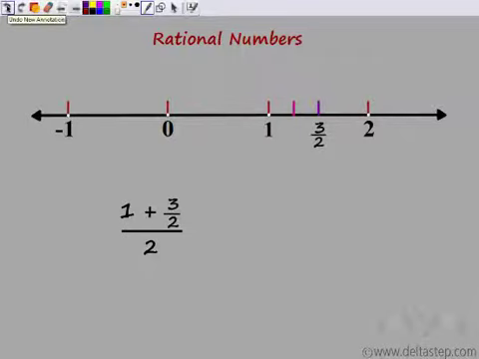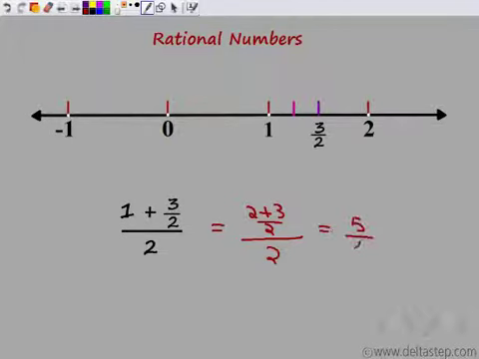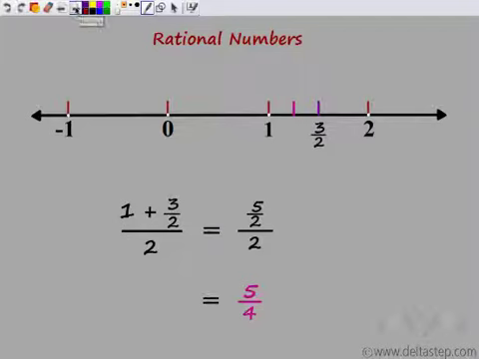So you have divided by 2 here. What I need to solve is 1 plus 3 by 2. Taking LCM, I get 2 plus 3 by 2, which is 5 by 4. So I get a number 5 by 4, which is the mid number between 1 and 3 by 2. So I get this 5 by 4, which is this number here, between 1 and 3 by 2.